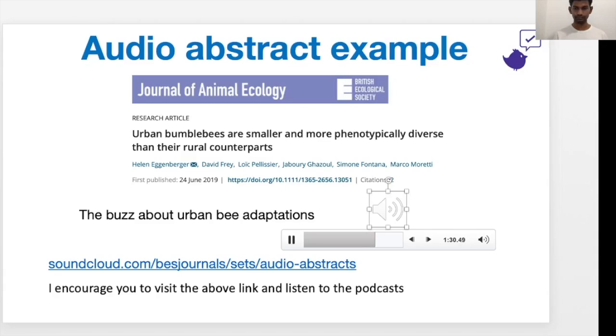The study is titled Urban Bumblebees Are Smaller and More Phenotypically Diverse Than the Rural Counterparts, and you can read it in the Journal of Animal Ecology website. This podcast is scripted by the following undergraduate students at Florida International University: Hannah Bruce Opris, Joseph Tolentino, Diana Orozco, Cindy Lamont Sanchez, Alyssa Rodriguez. Thank you for listening.